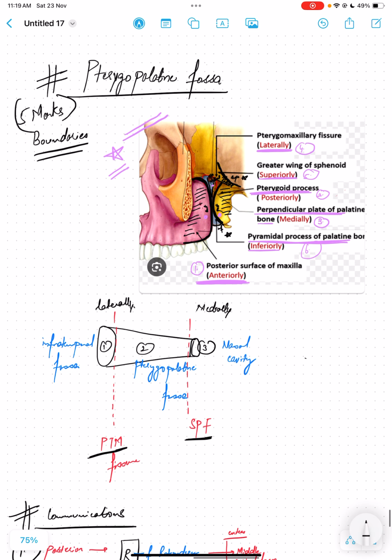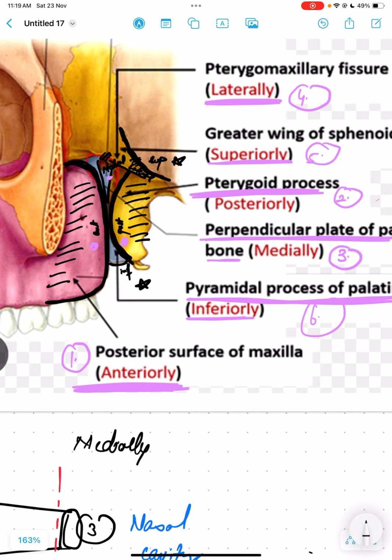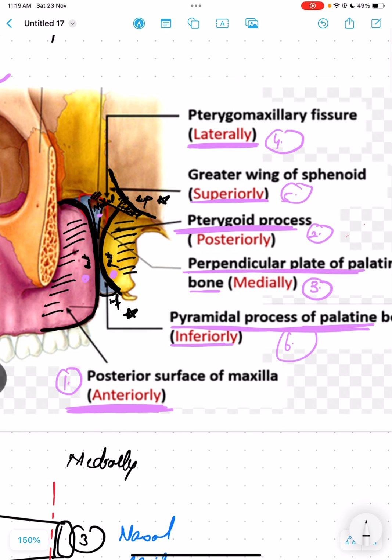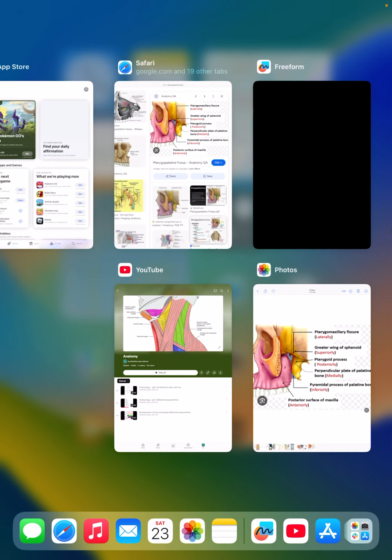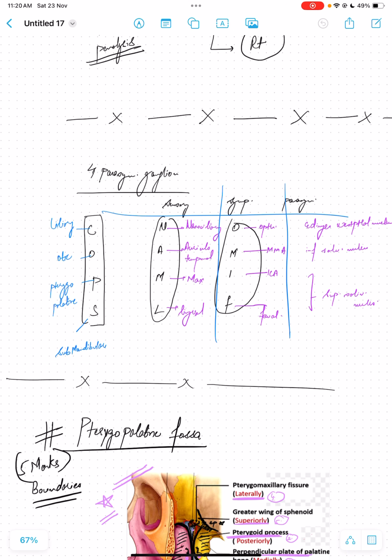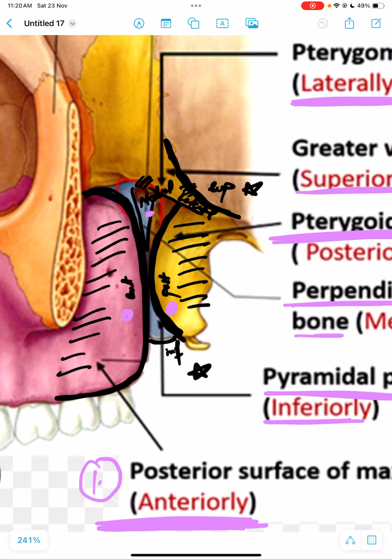This was all about the pterygopalatine fossa. You should remember the boundaries by looking at the diagram. Please look into this diagram again. We will just revise the boundaries again. Anteriorly we have the posterior part of the maxilla. Posteriorly we have the pterygoid process.